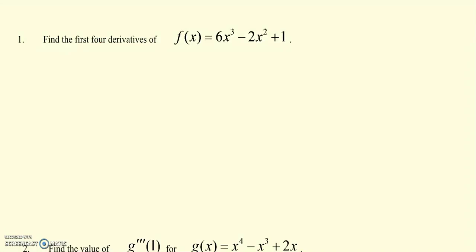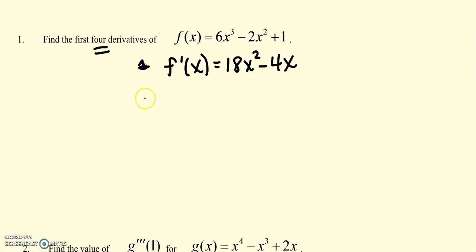All right, so find the first 4 derivatives of f of x. Well, it just means I'm going to need the derivative 4 times over. So to note this, I'm going to say f prime of x is equal to 3 times 6 is 18, x squared minus 4x. The derivative of a constant is just 0. But now I want to find the first 4 derivatives. All right, well, here's the first one. That is a terrible one. My second one, then, I'm going to say f double prime of x is equal to 36x minus 4.